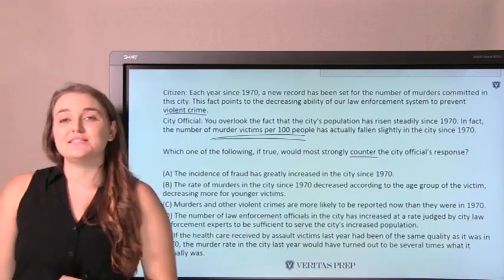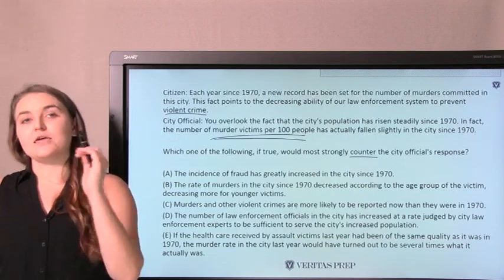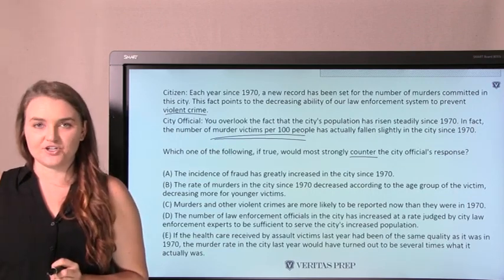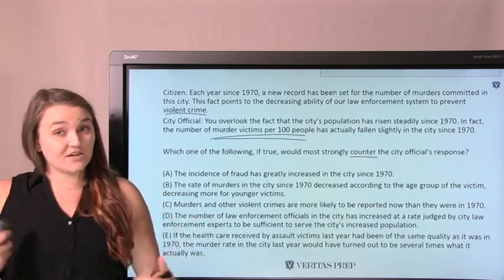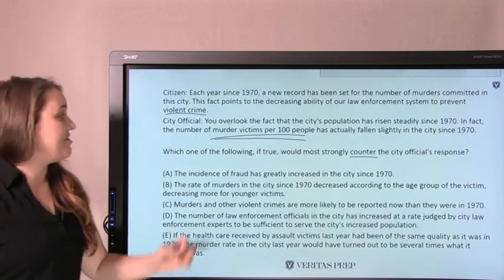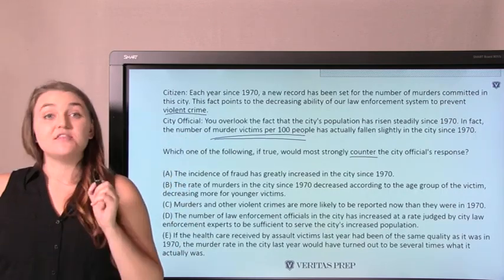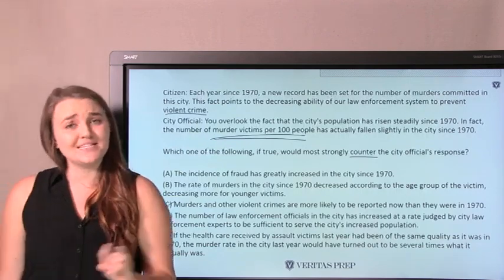Does this counter the city official? Or does this align with and strengthen? Yes, this strengthens what the city official is trying to say. If we know, hey, we're actually accounting for closer to everybody, and that rate has fallen slightly, this strengthens what the city official has to say. So certainly relevant, but relevant doesn't make it right.